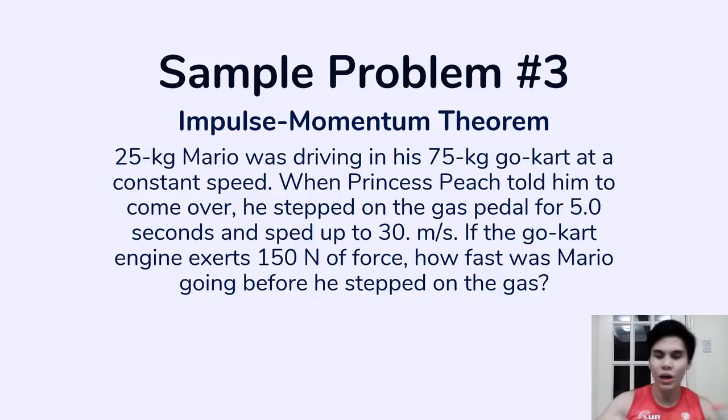So, this is a bit of a complicated problem, and that's why we're going to do it together. So again, first things first, we need to get the given. So we have the numbers, 25 kilograms, 75 kilograms, 5 seconds, 30 meters per second, 150 newtons of force. What else is given? We also have this constant speed. Alright, so again, we highlighted the given in the problem. Okay, every time you read a problem, you need to extract all the information that you can get from it. So let's write these down.